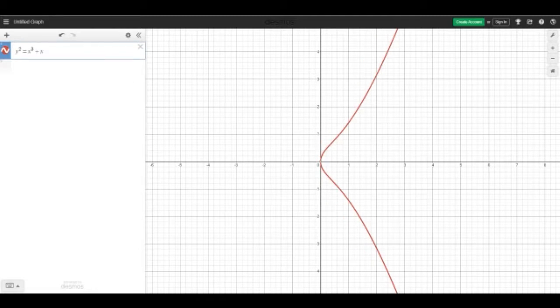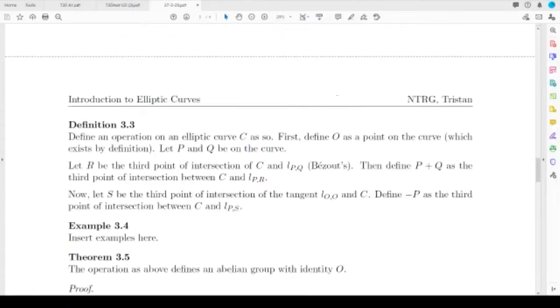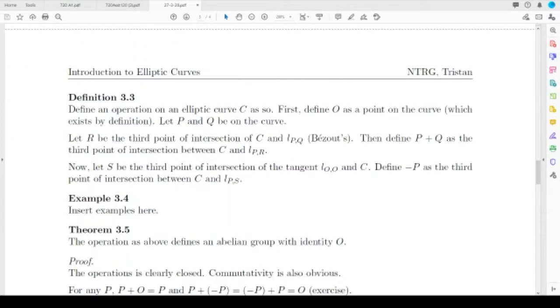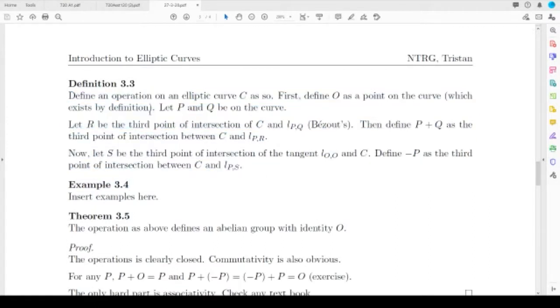So why are elliptic curves so interesting to study? Well, I think people find the group structure on an elliptic curve interesting. So I'm going to define an operation on the elliptic curve and claim that that makes a group. So let's just draw this one out since it's probably going to be easier. So let's take an elliptic curve. I am so bad at drawing.